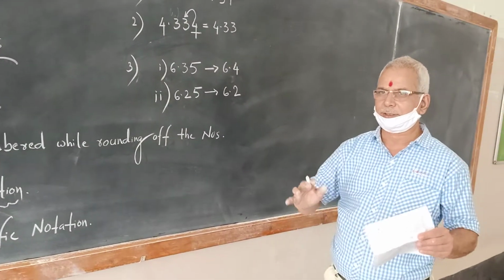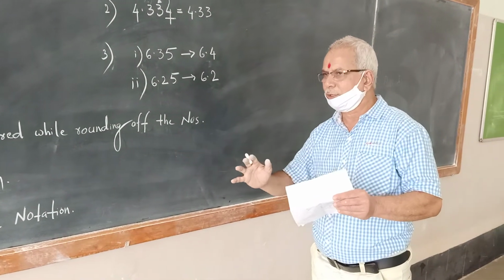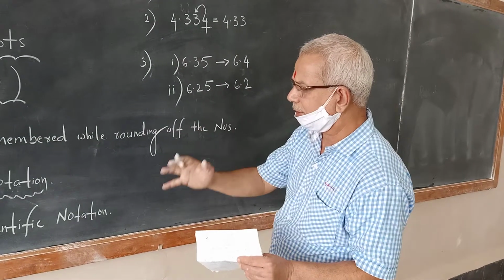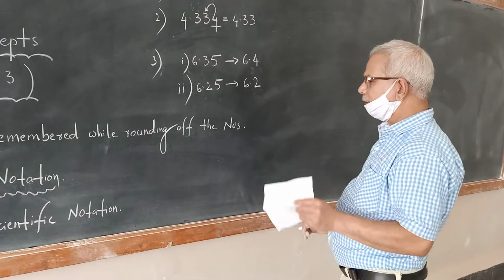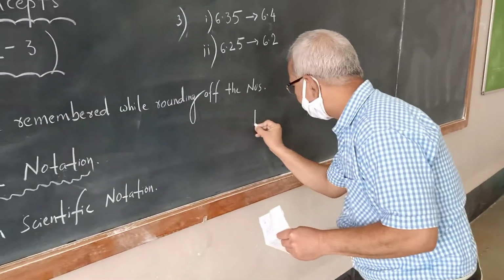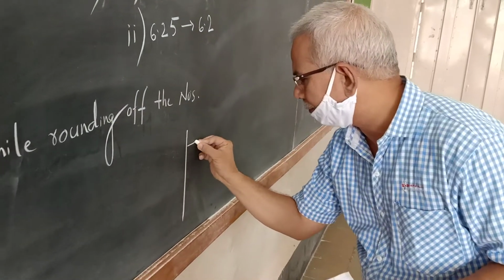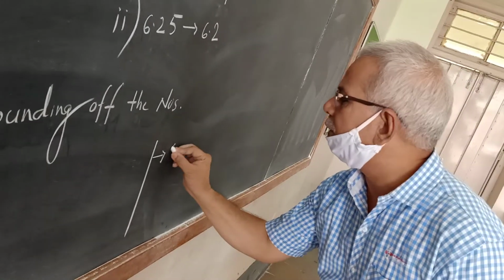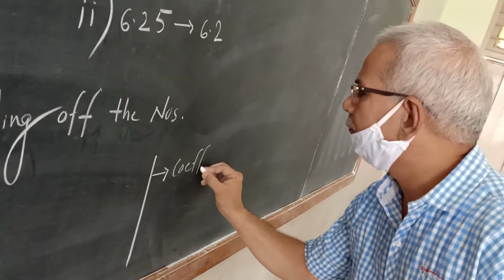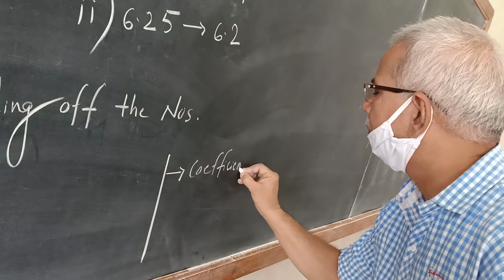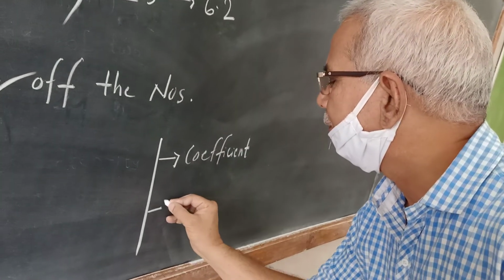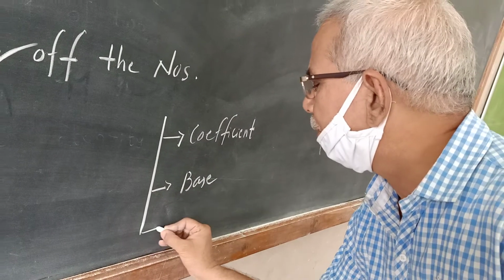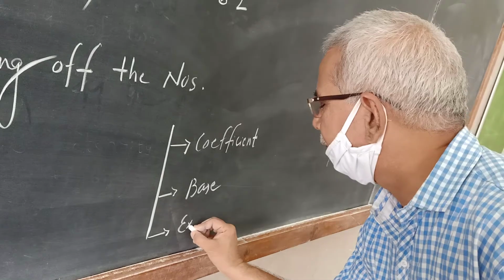The way to express huge numbers and too small numbers is called what? Scientific notation. This scientific notation has three parts. Part number one is called the coefficient. Second part, base. Third part, exponent.